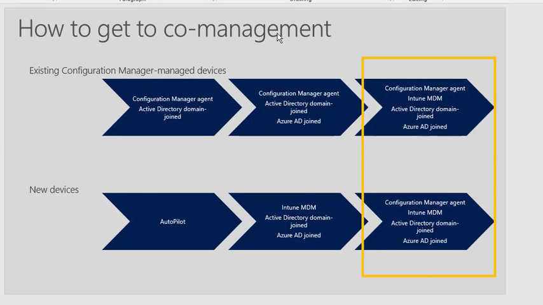How to get co-management: existing Configuration Manager managed devices have the Configuration Manager agent with domain join, Azure join, or Intune MDM with Active Directory join. Here's the new device. You go through Autopilot, it joins Azure Active Directory and Intune, and then it is managed by Intune, and then gets the Configuration Manager agent.